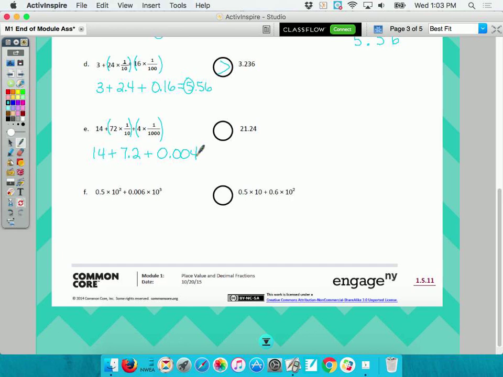So help me out here. I think I can do this without a place value chart. Because I have ones, 14 plus 7 is 21 ones, right? Plus 2 tenths plus 4 thousandths. You got it right. So 21, how many tenths do I have? 2. How many hundredths? 0. How many thousandths? Okay, so I have 21 and 204 thousandths, or 21 and 24 hundredths. Mario?